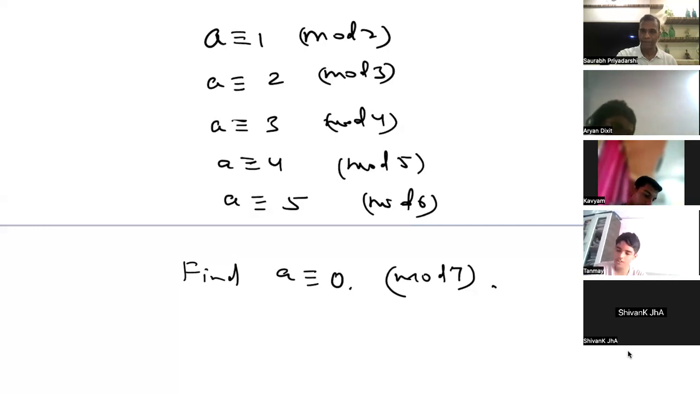Sir, we have to find the value of A or the remainder? The value of A. When the remainder is 0 mod 7, we have to find the value of A, right? Sir, but here if we take N1, it is technically not possible, because it is given that A is equal to 1 mod 2. So that would mean that 3 into 4 into 5 into 6, X1 would be equal to 1 mod 2, which is not possible.